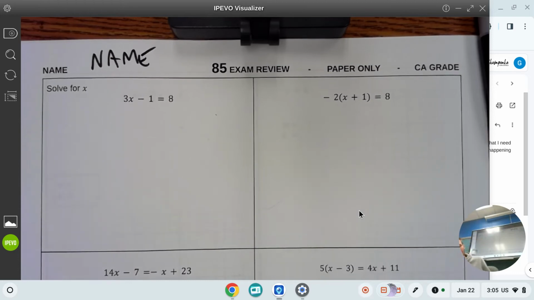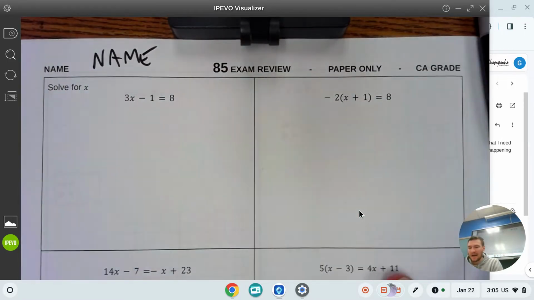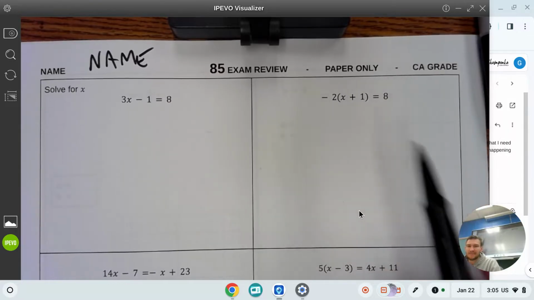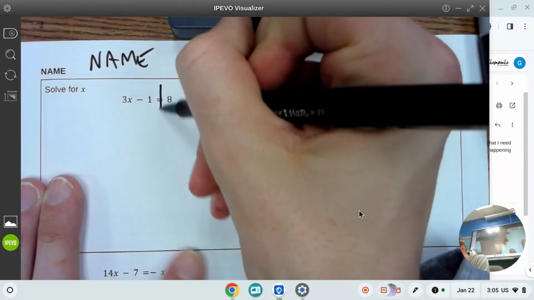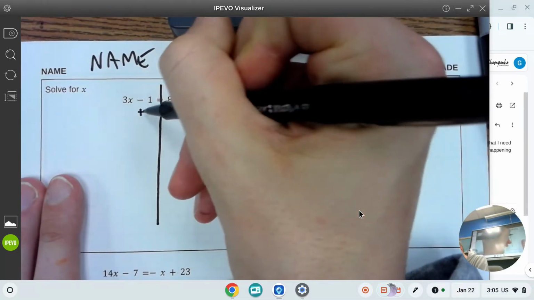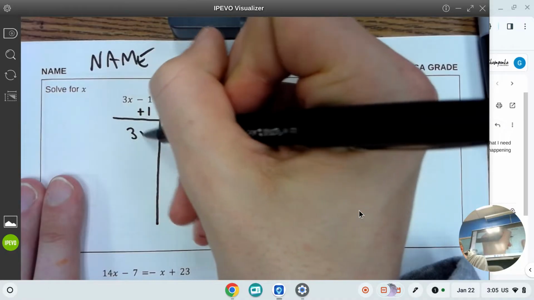All right, going over the exam review for the midpoint of Algebra 1. We're working through some equations, some graphs. In my class, this is going to count as a culminating assessment grade, so make sure you get it turned in. Here we go. This first one, honestly, if you can't solve this first one, you're in a bad spot, all right?